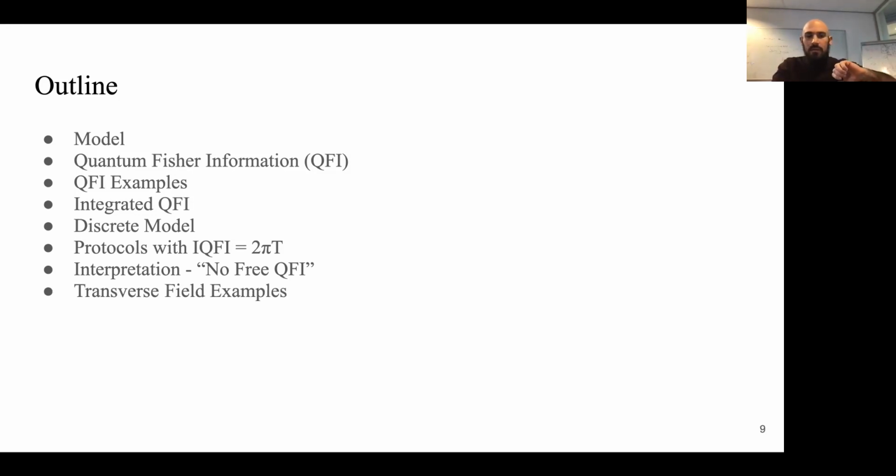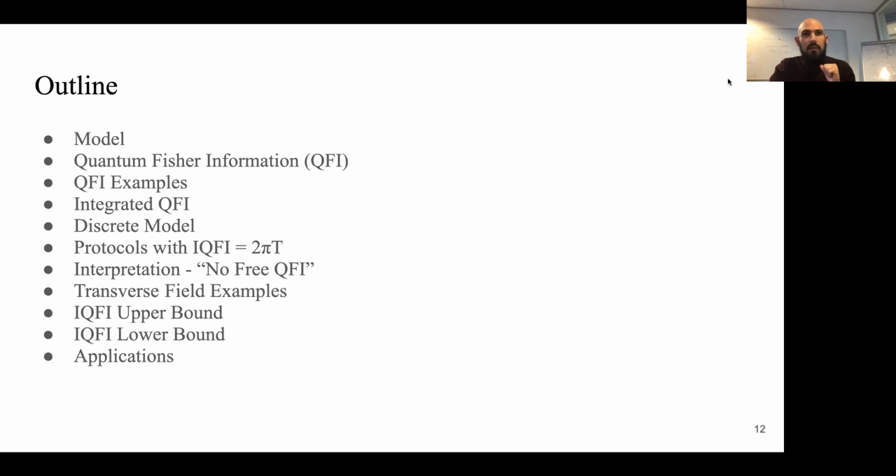I'll give an example of a transverse field sensing protocol that actually surpasses this 2 pi t bound, and then we'll prove in general an upper bound on the integrated quantum Fisher information, solidifying this no free QFI interpretation. I'll give a lower bound on the integrated quantum Fisher information for protocols using pi pulses. And then I'll conclude with some applications. Great. And like Yop said, if you have questions, please just interrupt me. Let's get started.